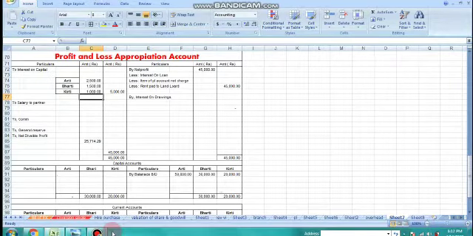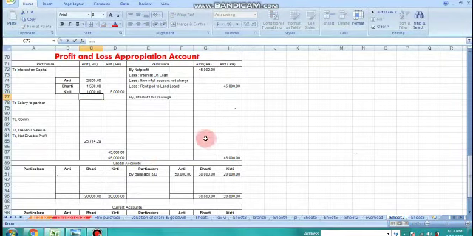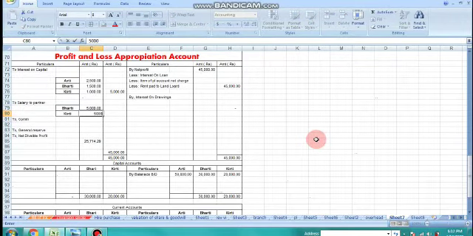Now back to the question. Bharti and Kirti's salary is 5,000 each per annum. So the salary of Bharti and Kirti, right over here, is 5,000 per annum. So there is 5,000, there is 5,000, altogether 10,000.